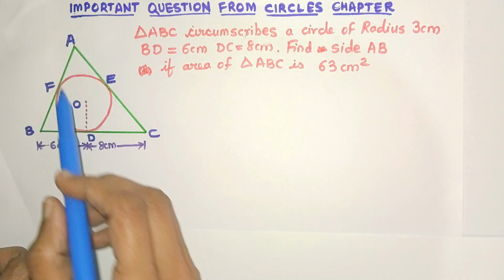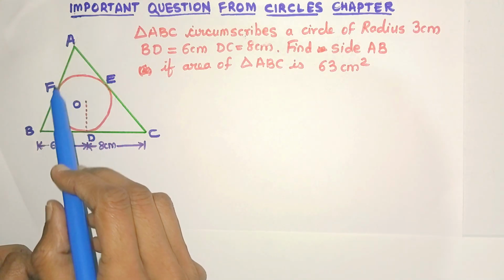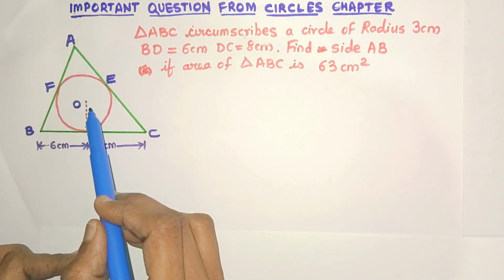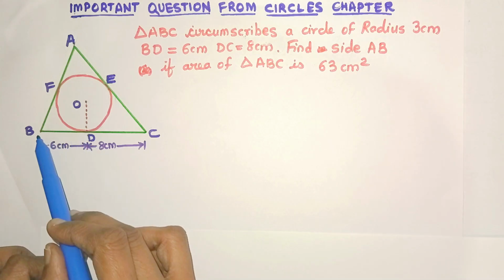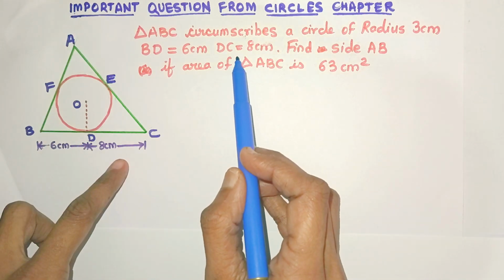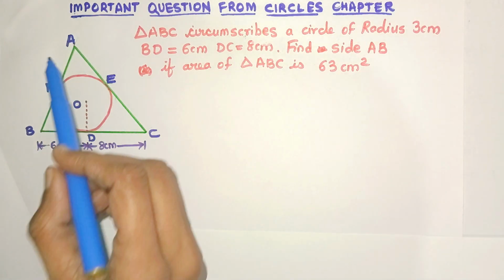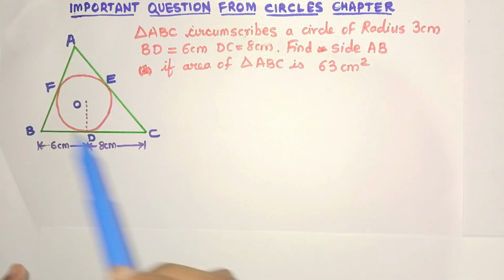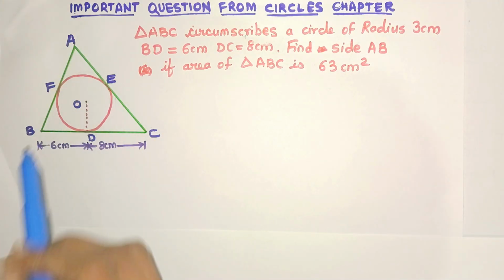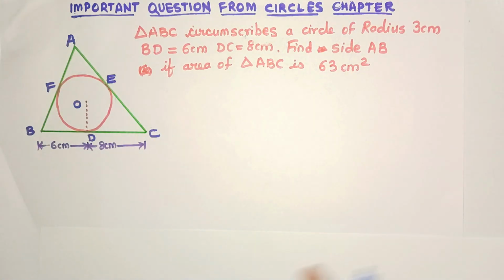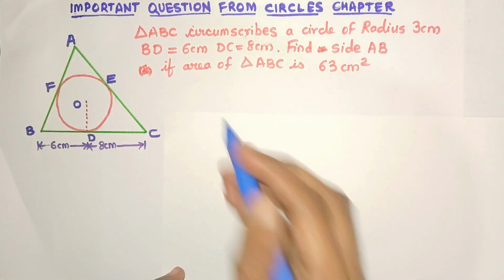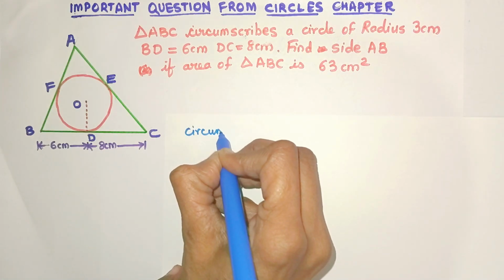So in this figure there is a triangle ABC that circumscribes a circle of radius 3 cm, BD is 6 cm, DC is 8 cm. Now we have to find AB side and the area of this whole triangle ABC is given as 63 cm square. So friends, first of all let's see what is the meaning of circumscribe.